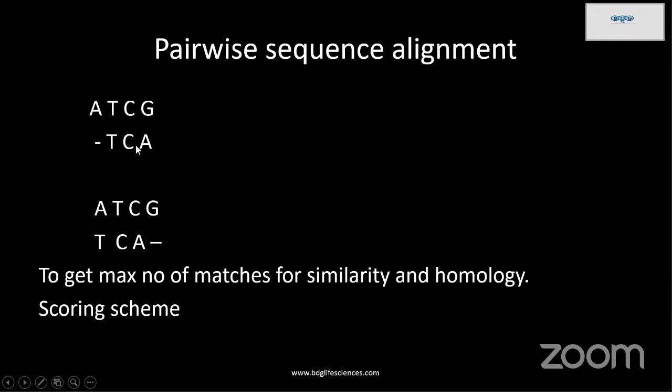So what would be the score? Two matches. If you see here, there can be more than one way to align, right? One person can align it this way, another person can align it this way. This can be another way where we put the gap at the end, okay? So ATCG aligned to TCA. Now let us see how many matches and mismatches we are getting. It is a mismatch, it is a mismatch, it is a mismatch. So there is no single match, but here in this case, there are two matches.